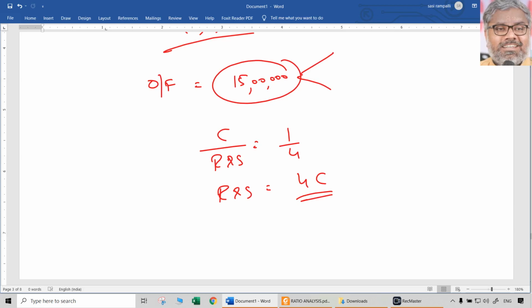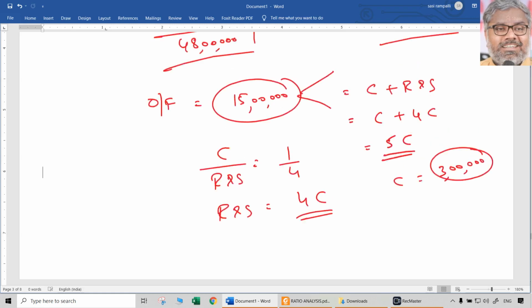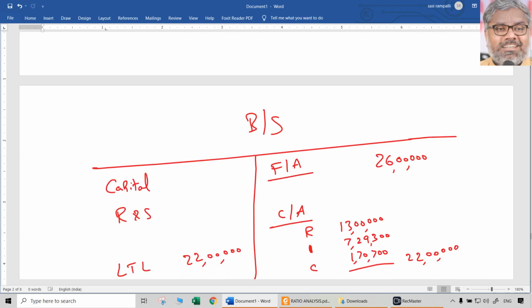But what we know is 15 lakhs is capital plus reserves and surplus. That is 15 lakhs. Now substitute. Capital is capital. Reserves and surplus is 4 times of capital. So that is 5C. Then C is how much? 15 lakhs divided by 5. That will be 3 lakhs. Naturally, how much will be reserves and surplus? 12 lakhs. That's all. We got our balance sheet.